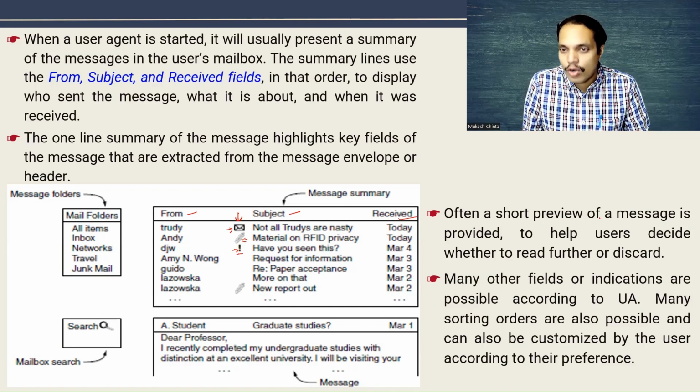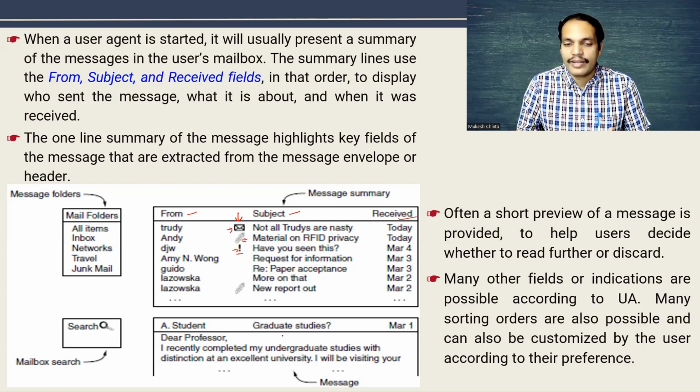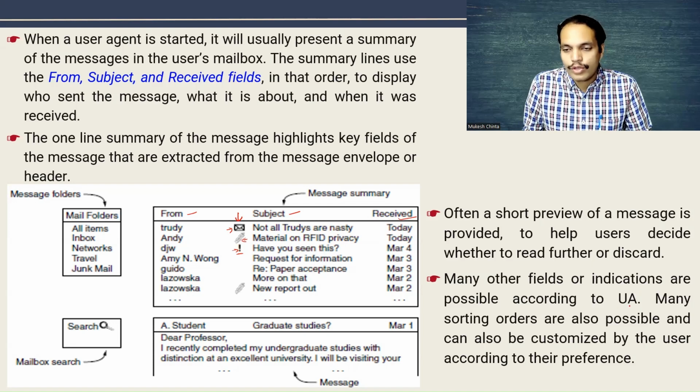You can see there is often a short preview of a message provided. This is how Outlook actually looks. Once you click on that email, you can see a very short preview, which you can use to decide whether it is a good one, whether to read it or whether you want to discard it. Many other fields or indications are possible according to the user agent.